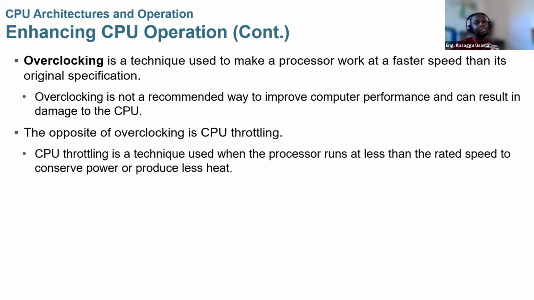So the opposite, we have the different techniques used when the processor runs at lesser than the rated speed, to consume little power, to reduce on less. Whenever the processor is given too many instructions, there is overheating, and that's why it has the fan.